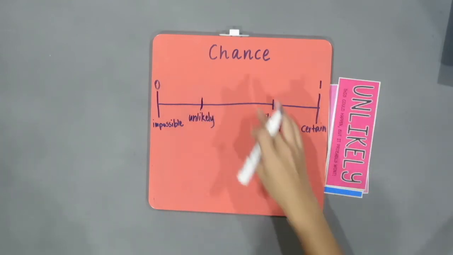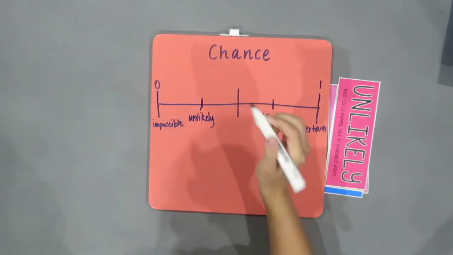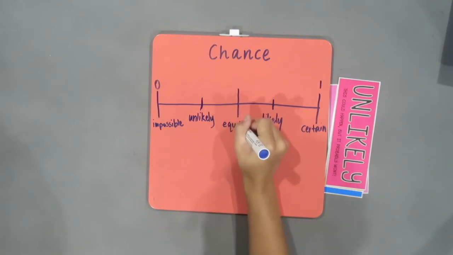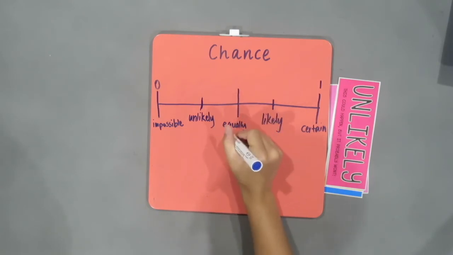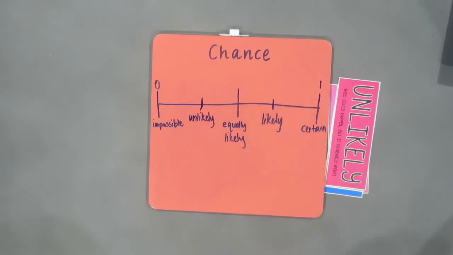Now let's go back to this little grey area in the middle. Here's a new term for you. We call this equally likely. So it means it has an equal chance of happening. So it may or may not happen. The odds are the same.